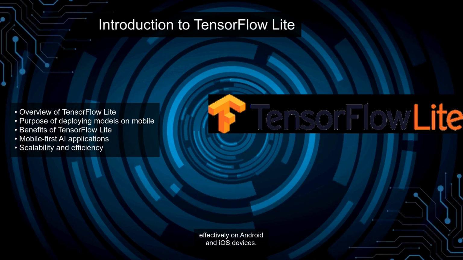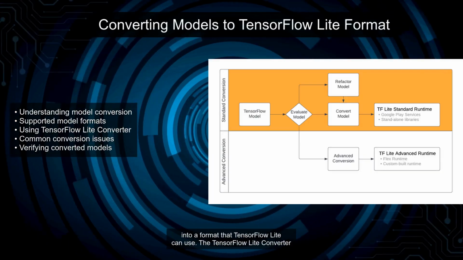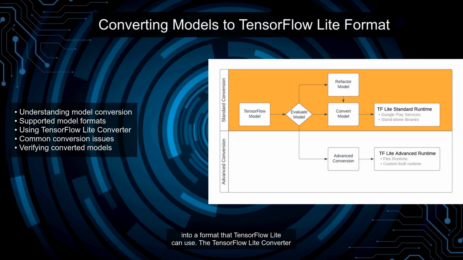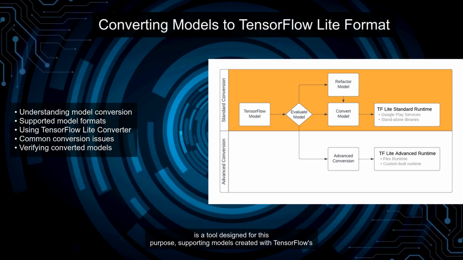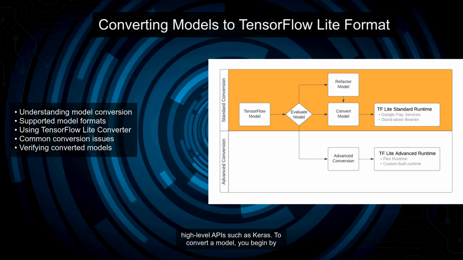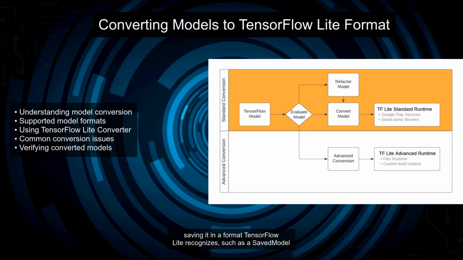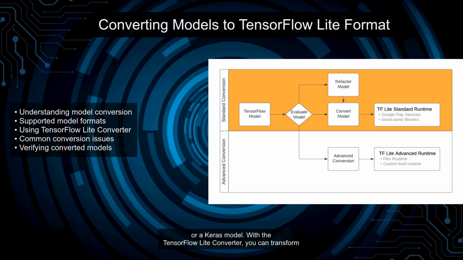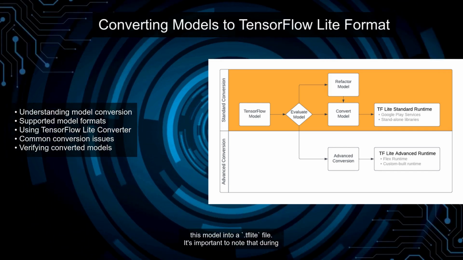Android and iOS devices. The first step in deploying a model to mobile is converting it into a format that TensorFlow Lite can use. The TensorFlow Lite Converter is a tool designed for this purpose, supporting models created with TensorFlow's high-level APIs such as Keras. To convert a model, you begin by saving it in a format TensorFlow Lite recognizes, such as a saved model or a Keras model. With the TensorFlow Lite Converter, you can transform this model into a .tflite file.